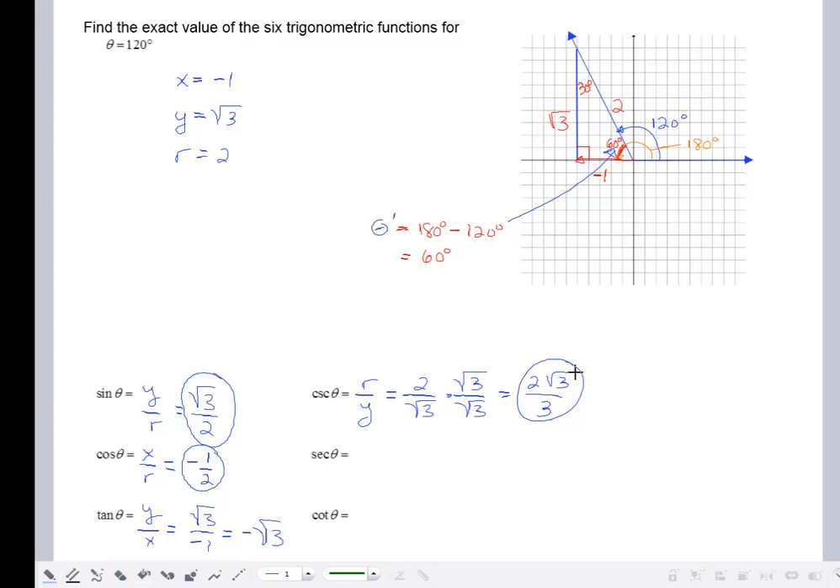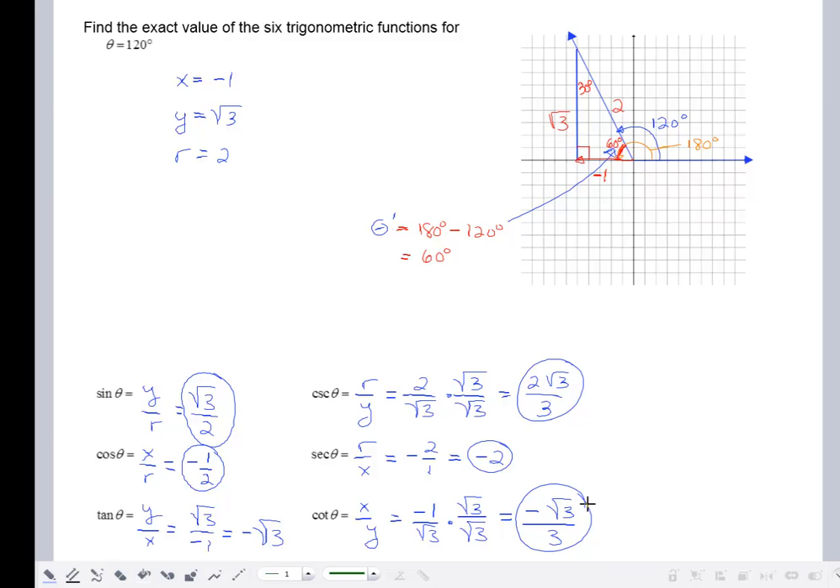The secant is the reciprocal of cosine, which would be r divided by x, which would be the opposite of 2 over 1, which simplifies to be -2. And finally, the cotangent of theta, which would be x over y, which is -1 divided by the square root of 3, which again we have to rationalize by multiplying by the square root of 3 over the square root of 3, which results in the opposite of the square root of 3 divided by 3.